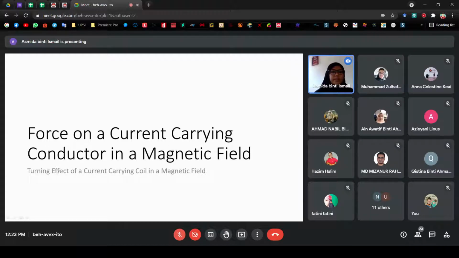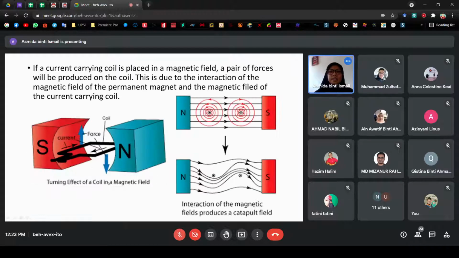Force on a current carrying conductor in a magnetic field. This is what I explained just now. Like before, there was just one wire. This one has two wires, which means you have a current flowing in and a current flowing out. But you can use the same method to know the direction of the force by using your Fleming's left hand rule.